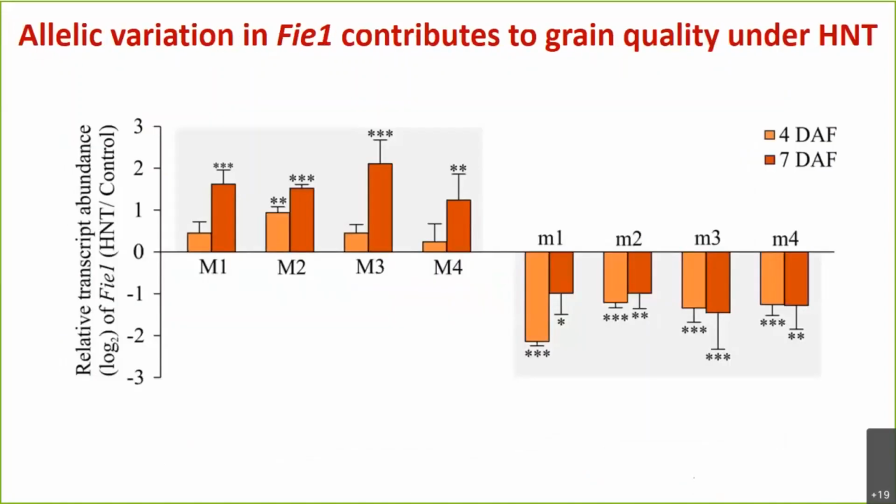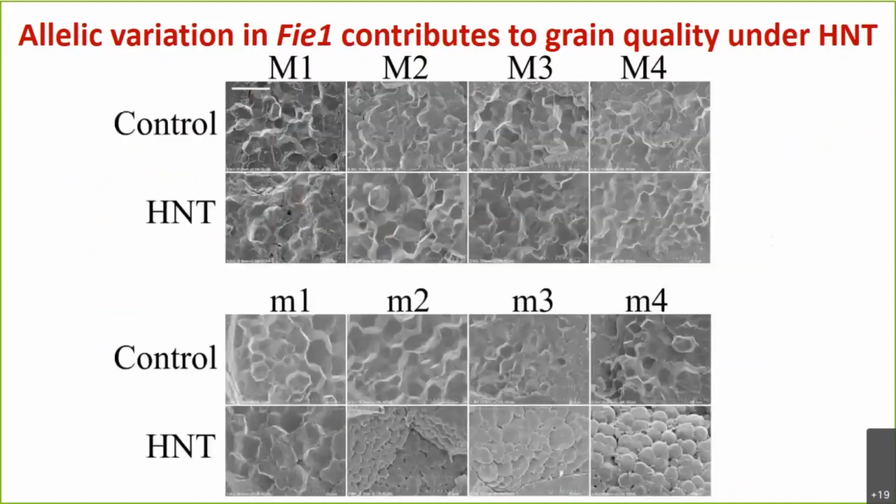Not only this, I would switch my gears back to the allelic variation that we found in Fiei1: major alleles having higher expression and minor alleles having lower expression. Similarly, we found that the genotypes with higher expression had starch granule structures that were not at all altered, whereas in 3 out of the 4 tested minor allelic accessions, the starch granules were more puffy.